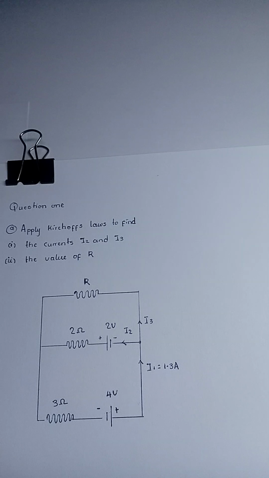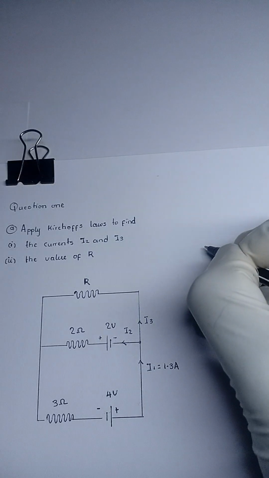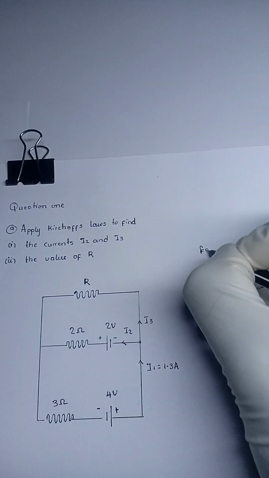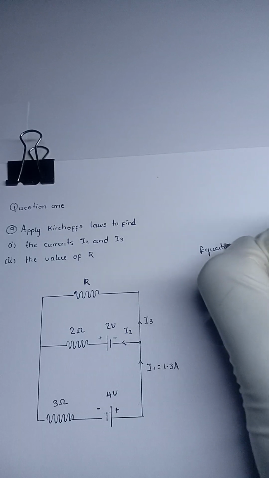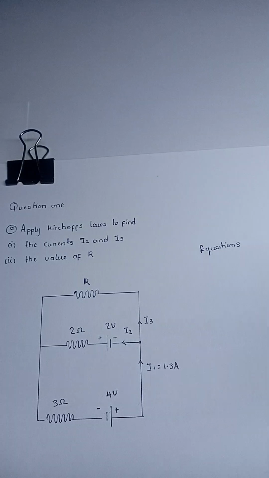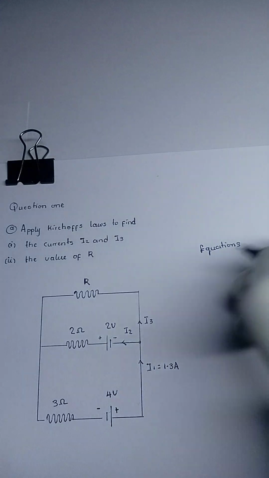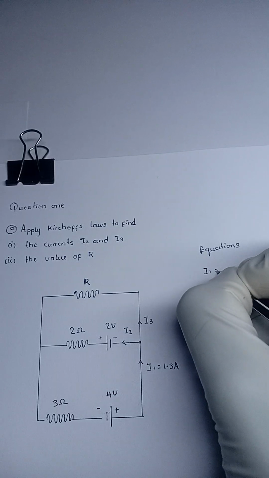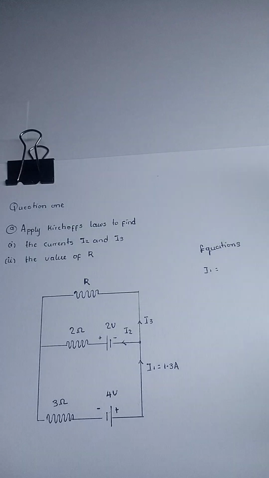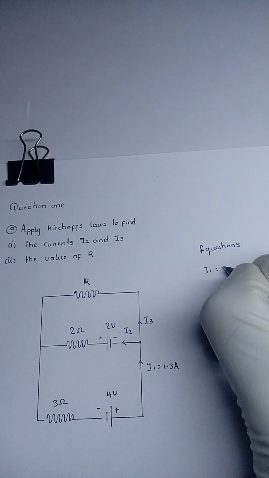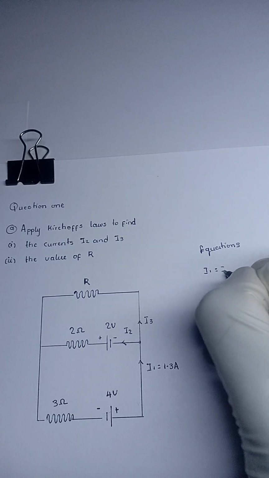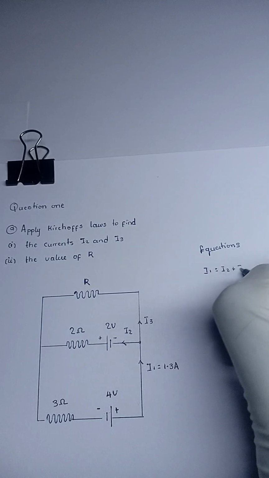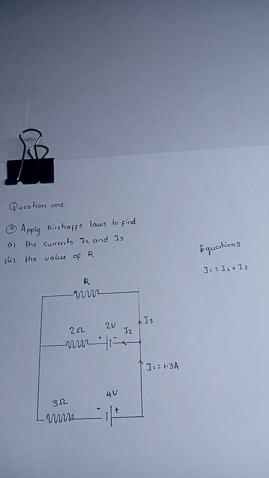So for the first one is KCL. So let's say equations on top here. So for our equations, the main current is I1. So I1 enters the junction and then splits into two currents. So I1 is equal to I2 plus I3. So that's Kirchhoff's current law right there.